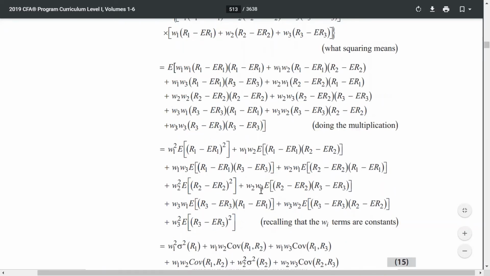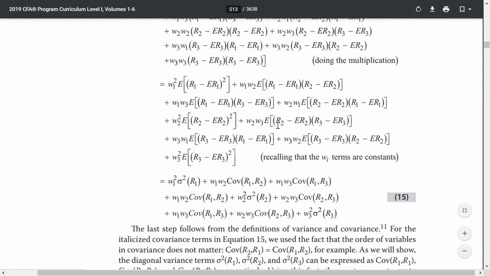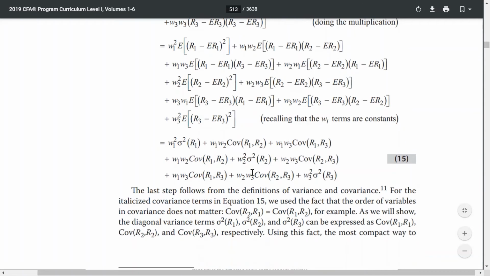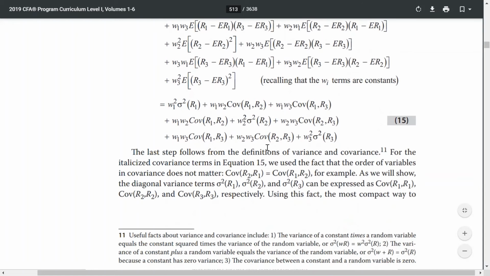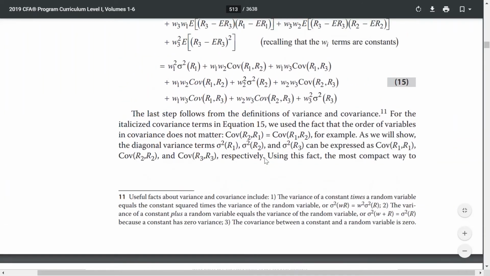And recalling the W1, you pull the W terms to the front, and these are like the constants. By that, you'll get this. Okay, so basic algebra, you should be able to follow along with it. The last steps follow from the definitions of variance and covariance.